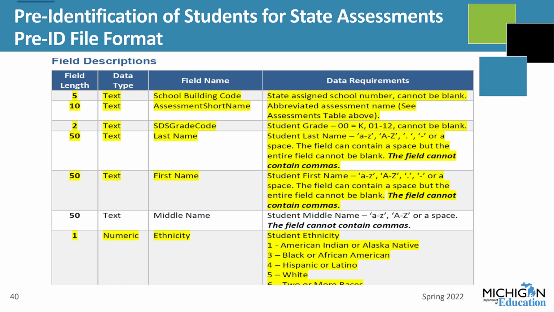So this is just a section of the pre-ID file upload template. You can see that it shows you the field length, the data type to be inputted, and then the field name and the specific information about how to complete each row. You can see, for example, the SDS grade code must be inputted, and you input kindergarten as 00, not K, or just 0. You can also see the requirements for inputting the student last, first, and middle name, and the specific codes used to identify students' ethnicity. Again, this is a part of the pre-ID file upload template. If you are going to pre-ID using this method, make sure you follow the requirements listed here.